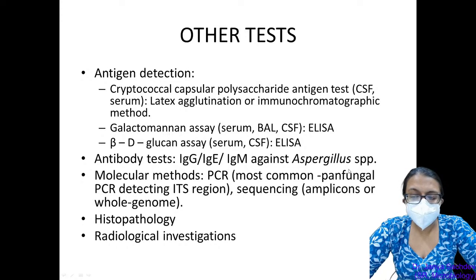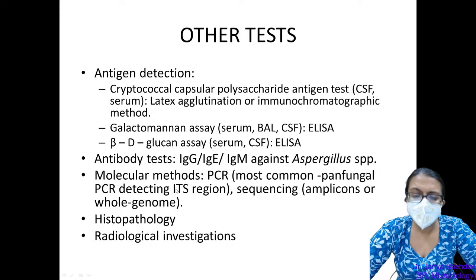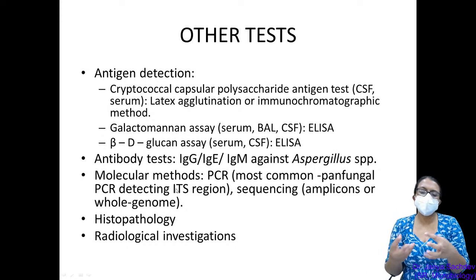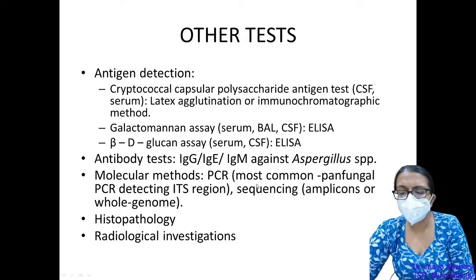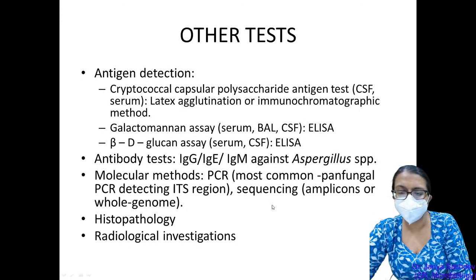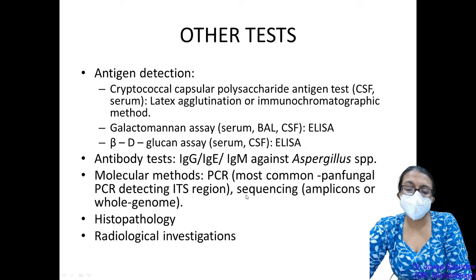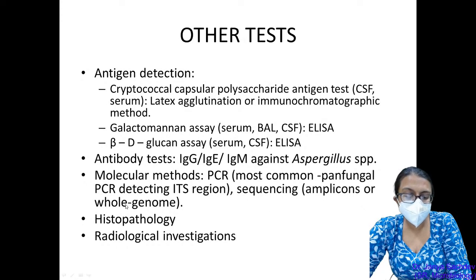Nowadays, molecular methods are also gaining importance. PCR, of course, can be done. The most common target we look for in PCR is the panfungal PCR, which detects the ITS, or internal transcribed spacer region, which is the most universal or conserved region of the fungal genome. It's found in every fungus, this gene will be present. And then we have other specific ones. We have PCR specific for Aspergillus, PCR specific for Mucorales, PCR specific for different fungi. But the most common PCR being offered in fungal diagnosis is the panfungal PCR. Then we can also do sequencing of either the whole genome of a fungus or of amplicons derived from PCR.